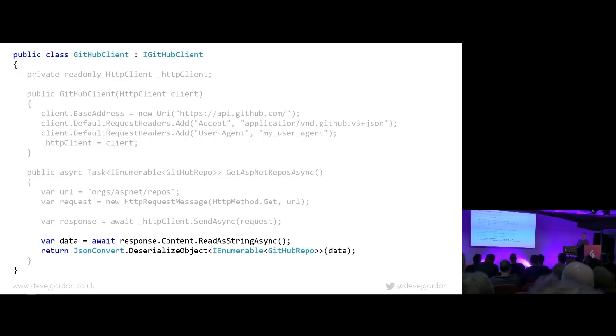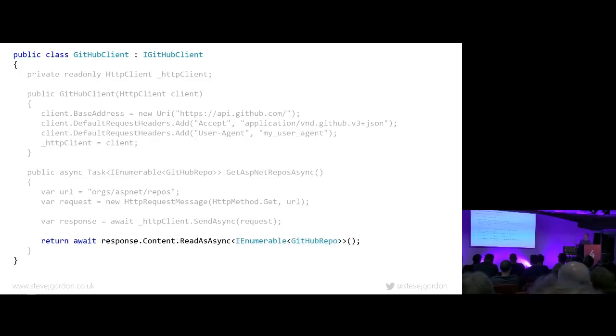But JSON.NET supports deserializing from streams natively, so we should probably use a stream for this. Now, I could write all of that code manually. It's not a huge amount of code, but the much simpler option is to use the ReadAsAsync method. This isn't part of HttpClient by default, but there's a Microsoft package, the Web API client package, that gives us access to these additional extension methods.